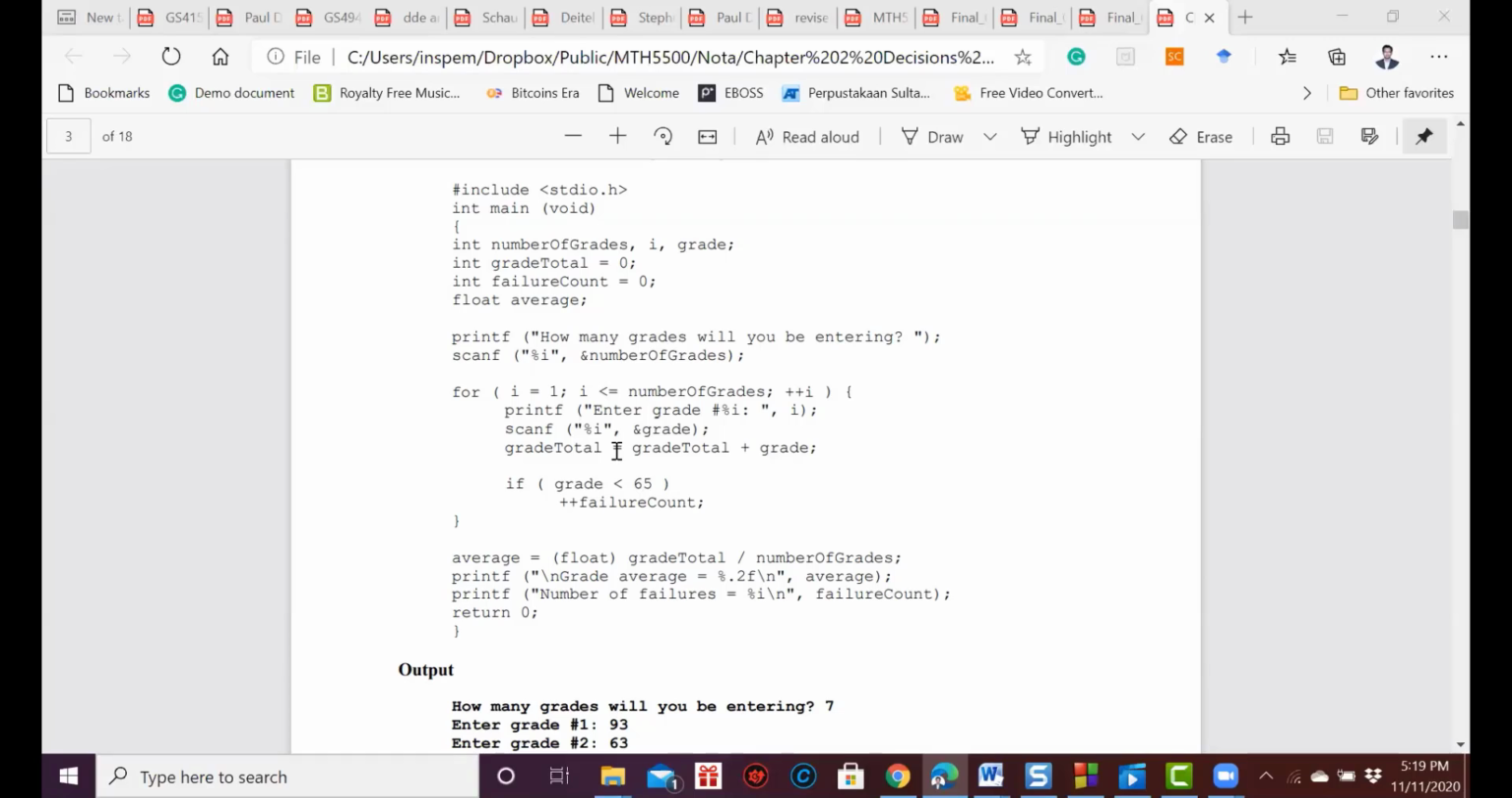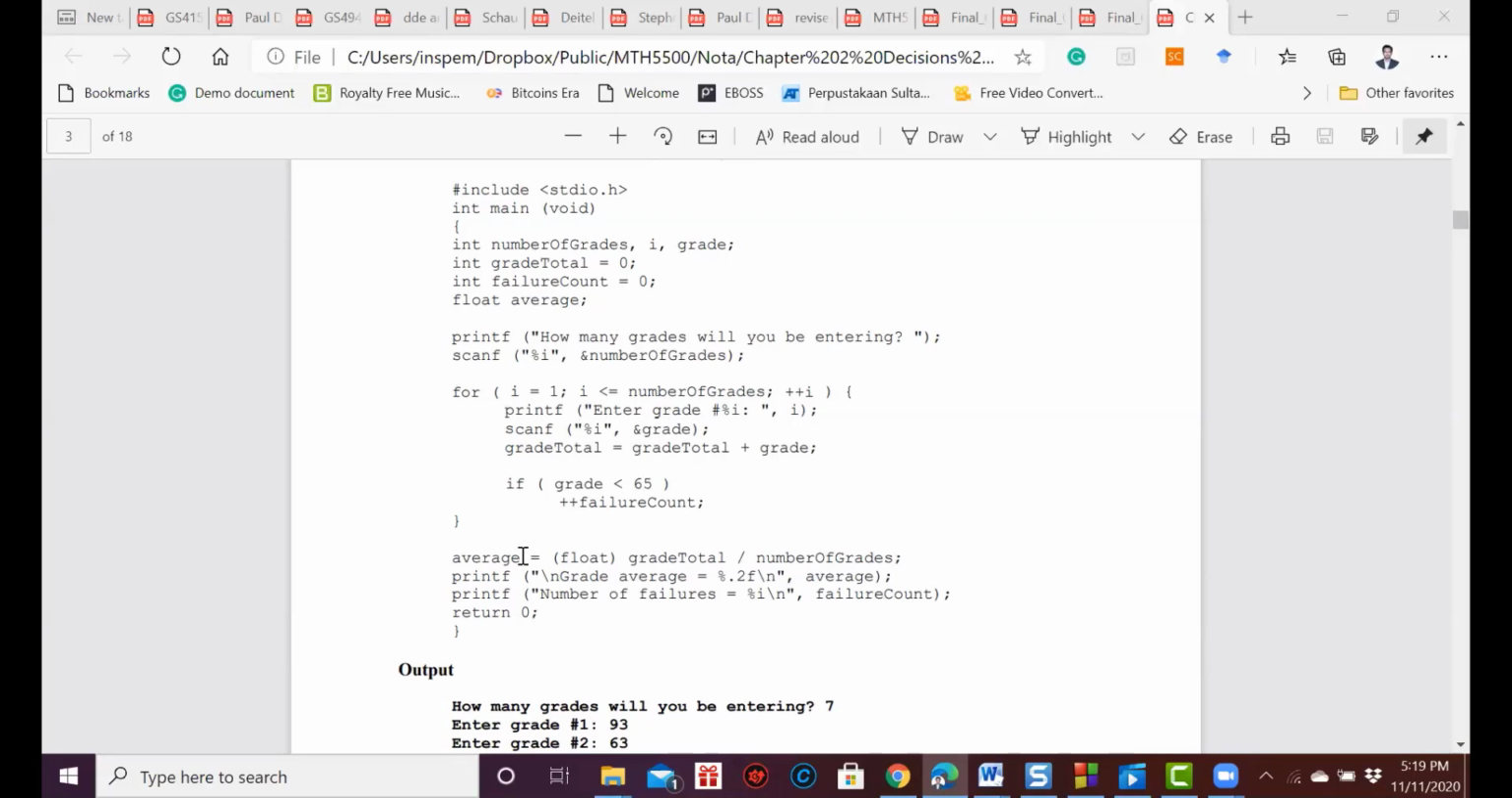What is the grade total? The grade total is the updated value from this line, and then we divide by the number of grades. The number of grades here is what we read from the keyboard just now. So this total grade and the number of grades is 3, so we divide by 3 and then we can get an average.